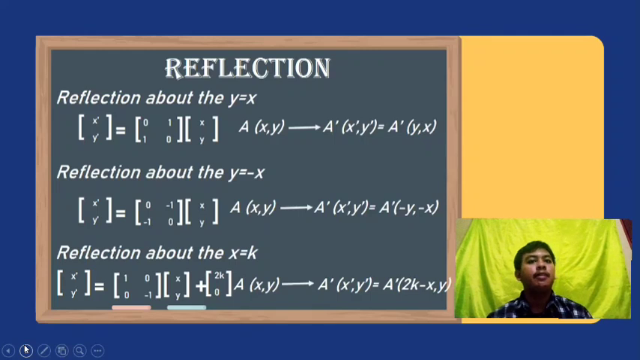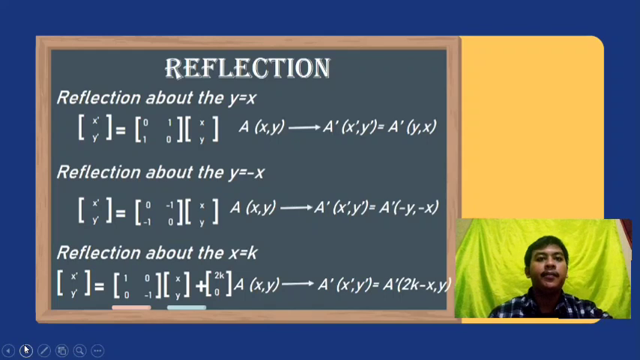And the next reflection is about the line y equals minus x. In this case, they will be switched in position, but they are minus positions. So A' equals (minus y, minus x).